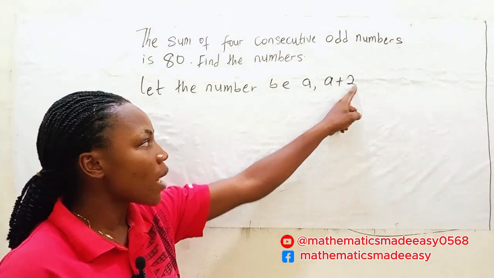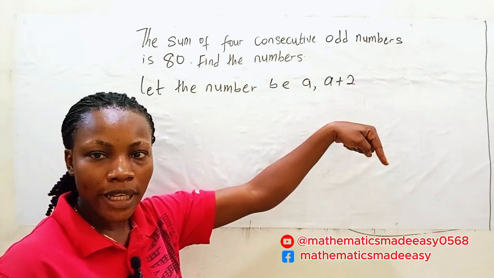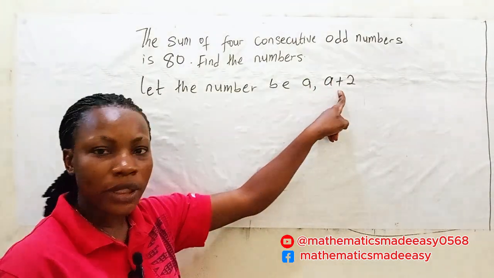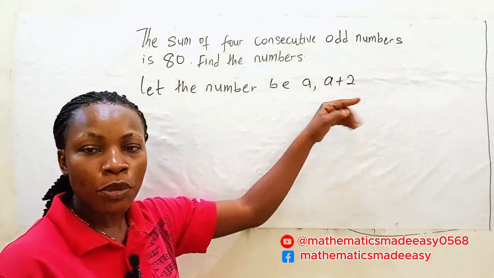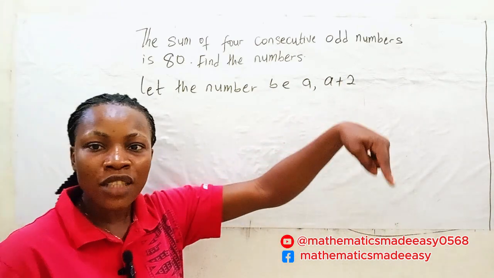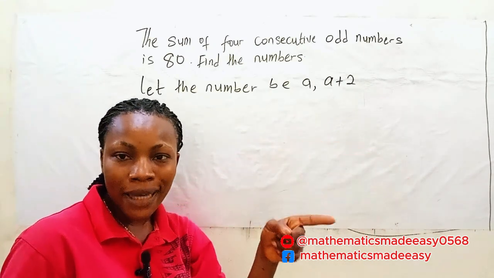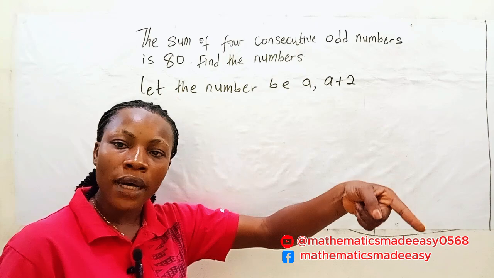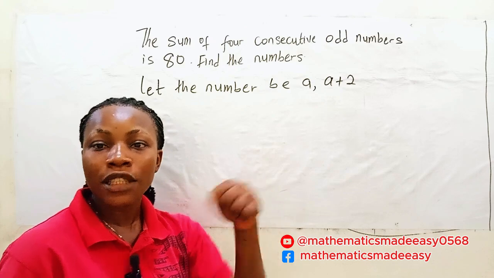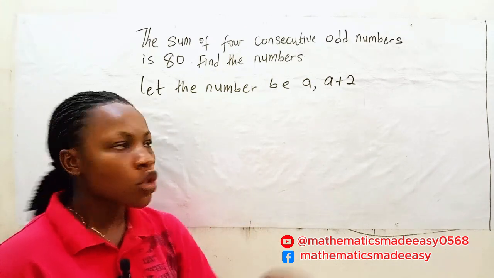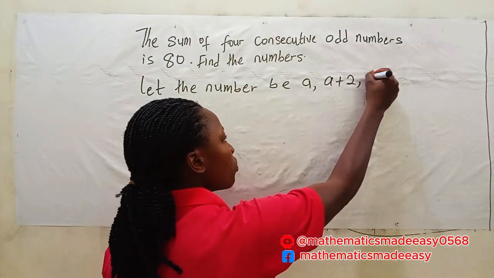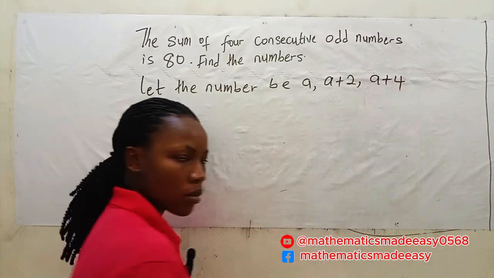Okay, if we add 1 here, it will be even. All right, if we add 1 here, this will be odd and this one will be even. So because they are odd and this is odd, once we add 2 to an odd number, it's going to give us another odd number. But once you add 1 to an odd number, it's going to give an even number. All right, so here we're adding 2, then the next number is going to be A plus 4.